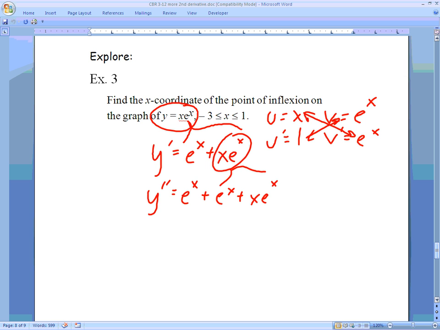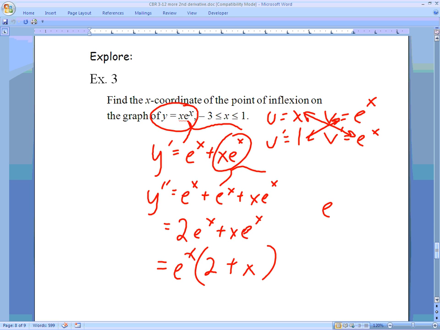Now let's simplify this. I have e to the x plus another e to the x, so that's 2 e to the x plus x e to the x. And you'll notice that both of these have an e to the x in them, so I factor out an e to the x. I am left with 2 plus x. We want to set each of those equal to 0.